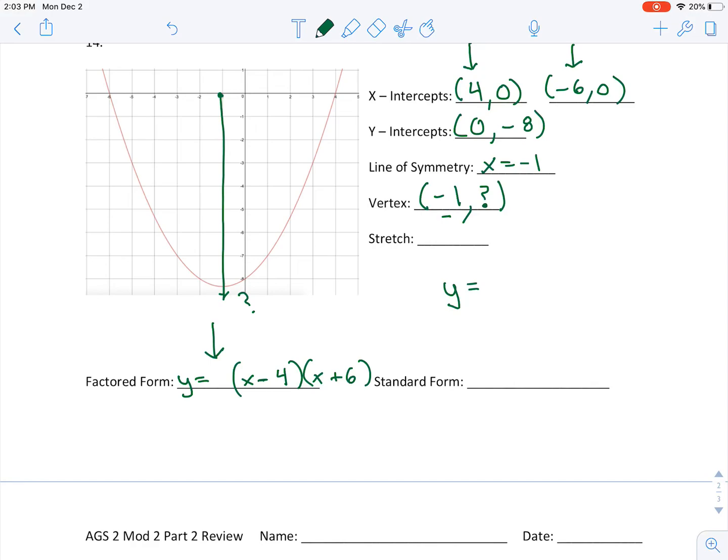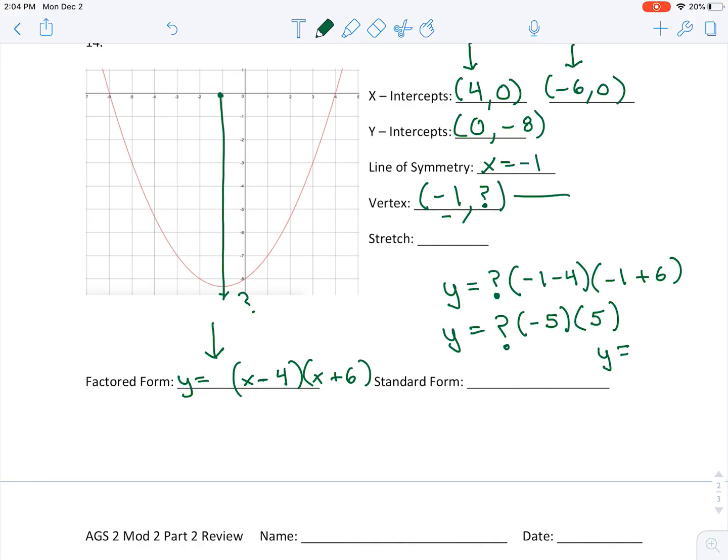This is just the way that I'm choosing to do it. So I have some mysterious a value here, and then I'm plugging in -1 for x, which is going to give me -1 minus 4 is -5, and -1 plus 6 is 5. So this tells me that y, this question mark here, is equal to our a value times -5 times 5. What is -5 times 5? It's -25.